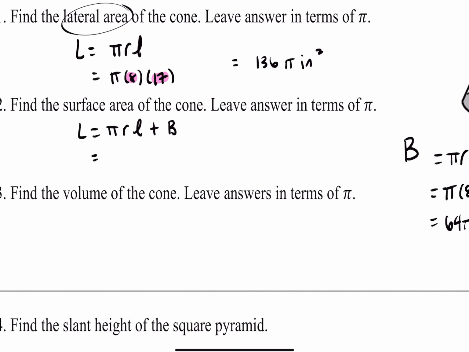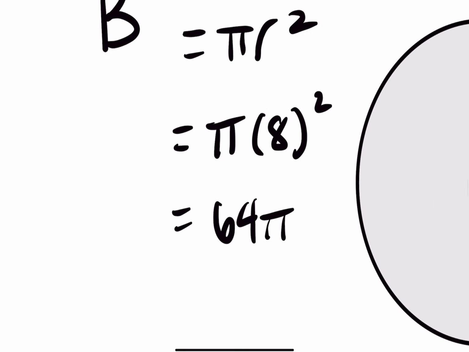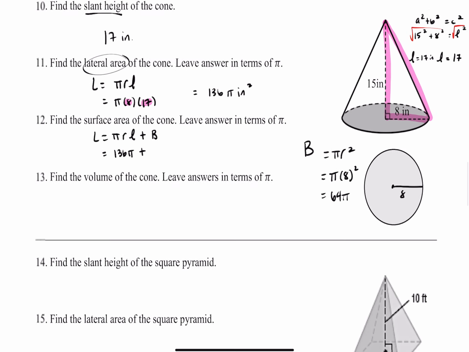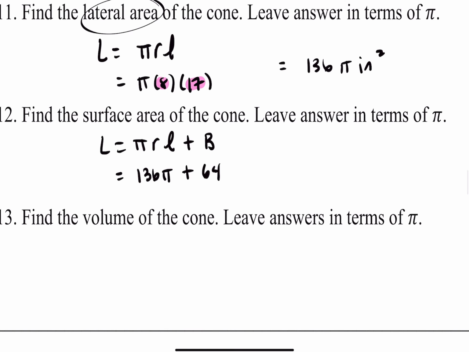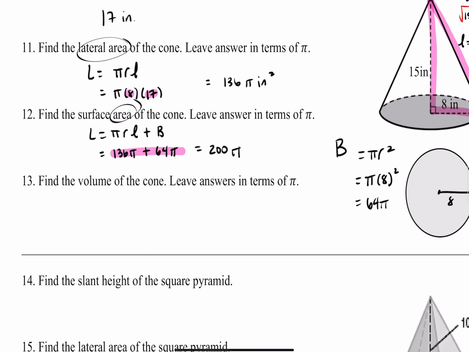So that's going to equal, all right, what's pi r l again? Well, pi r l is 136 pi plus that B, which is 64 pi. And then I'm going to go ahead and add these two numbers and slap on that pi. So 136 plus 64 is 200. So 200 pi, we're dealing with area here, inches squared.